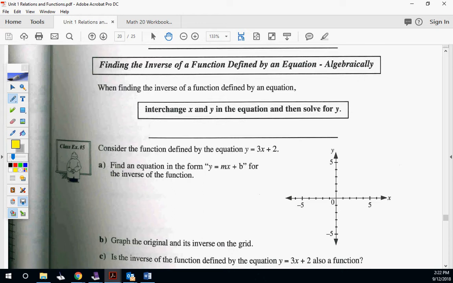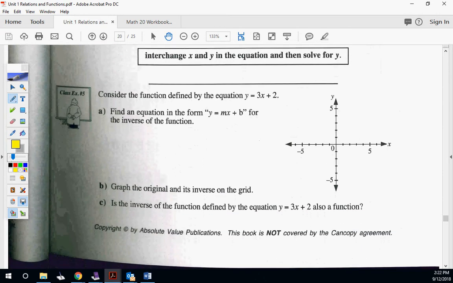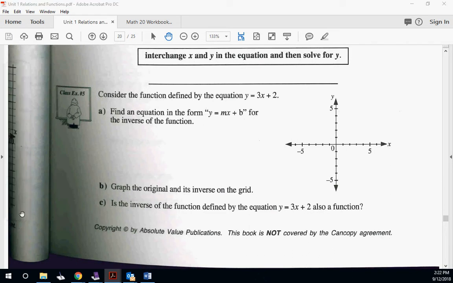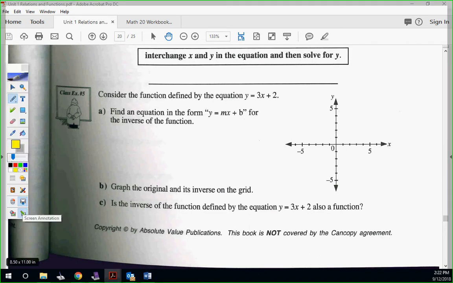Okay, so let's do this here. Consider a function defined by the equation y equals 3x plus 2. Find the equation in the form of y equals mx plus b for the inverse of the function. So do exactly what I just said. We're going to flip x and y, so we're going to swap those. So it's going to be x equals 3y plus 2. And we're going to solve for y.